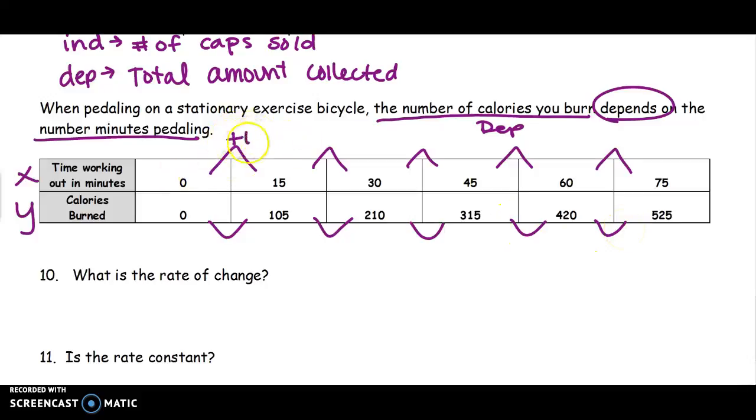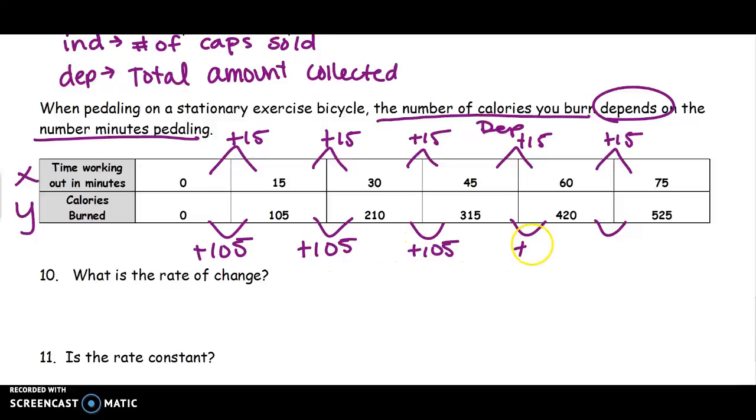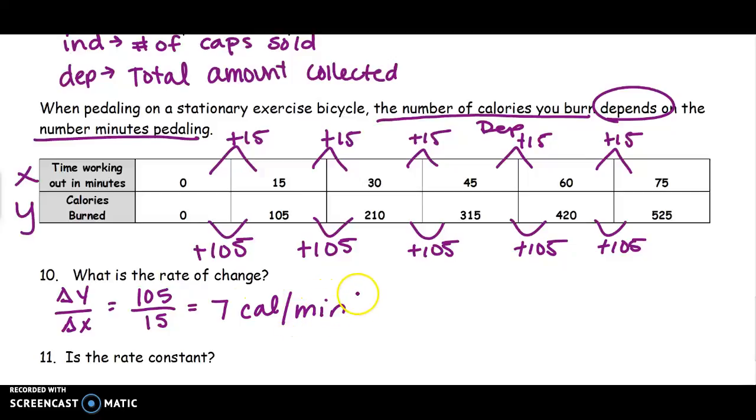So 0 to 15 is plus 15, 15 to 30 plus 15, 30 to 45 plus 15, 45 to 60 plus 15, 60 to 75 plus 15. Here we have plus 105, which means that's 105 calories you burn, and that's going to be the same all the way down. So our rate of change, remember, is change in y over change in x. So we have our y value is 105, our x is 15. If we were to simplify this, it means we burn 7 calories per minute when we are working out on our bike.